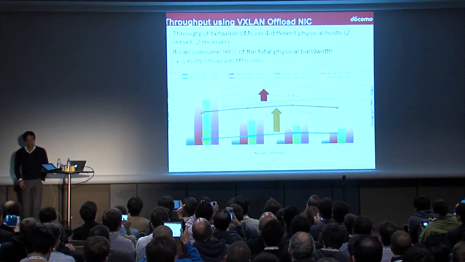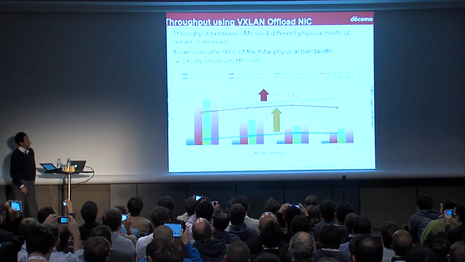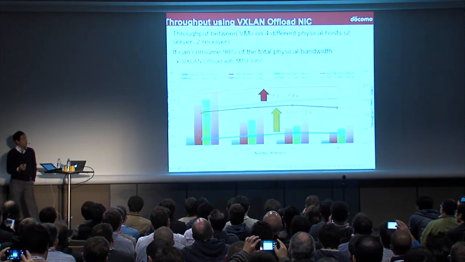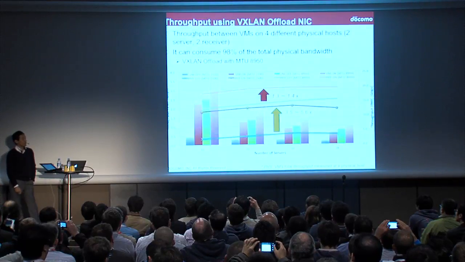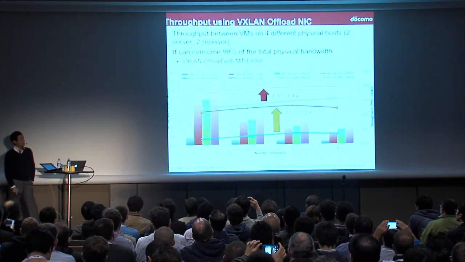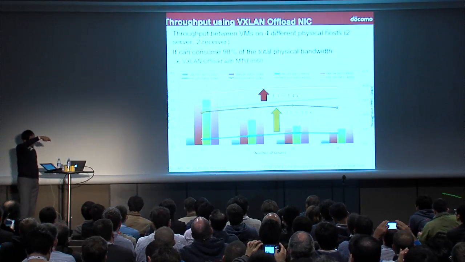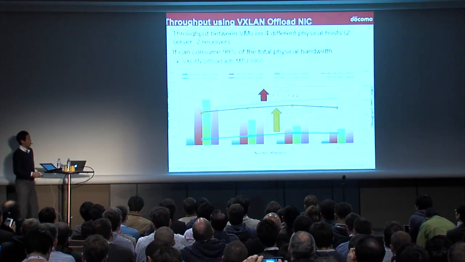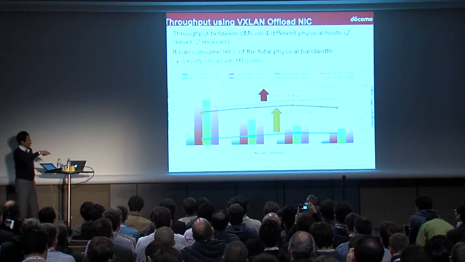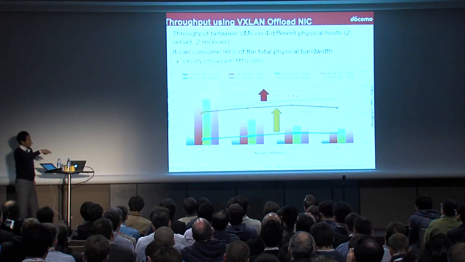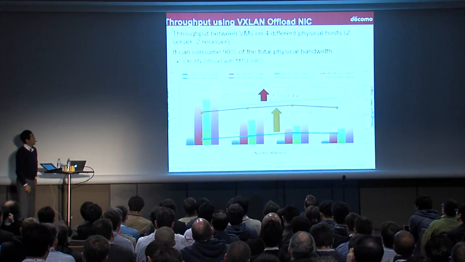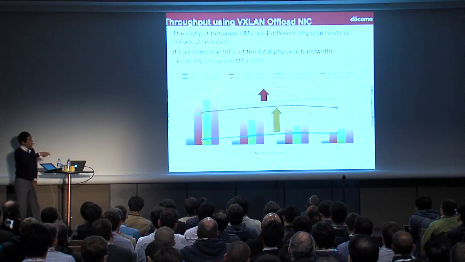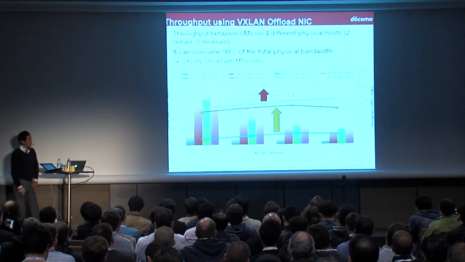Actually, this is quite a new result using VXLAN offloading. In the simulation, we used two physical servers for the sender side and two physical servers for the receiver side, and just increased the number of VMs. And you can see the great throughput improvement. For the smaller MTU size, there is a huge improvement by turning on VXLAN offloading.